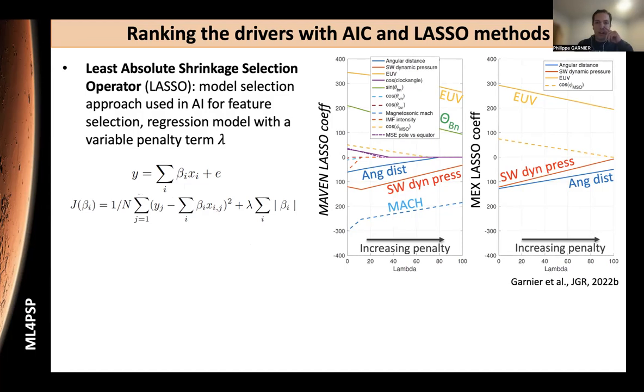quasi-perpendicular shocks lead to further shocks compared to quasi-parallel. And then solar wind dynamic pressure, the crustal fields through the angular distance, and other drivers for the IMF in particular. And some of them, some of the coefficients get shrunk to null very rapidly for some of them. For example, Vn here. And it's quite similar for Mars Express, though we have no magnetic field data for Mars Express, so it's not possible to compare for some of the parameters like magnetosonic Mach or the IMF parameters.